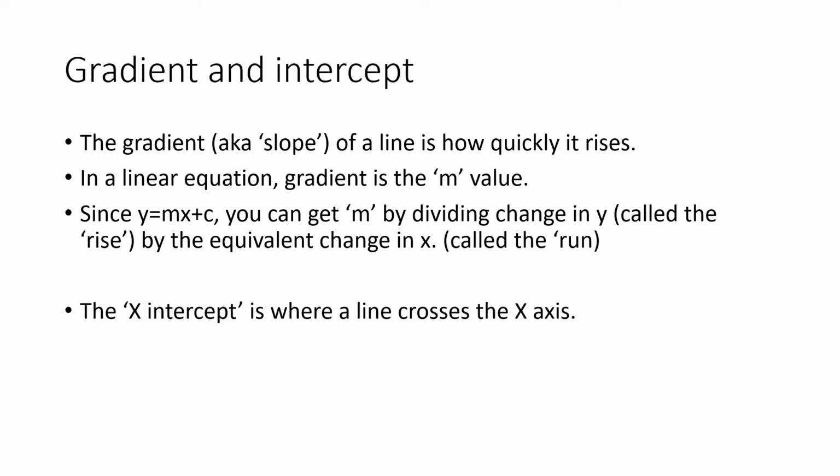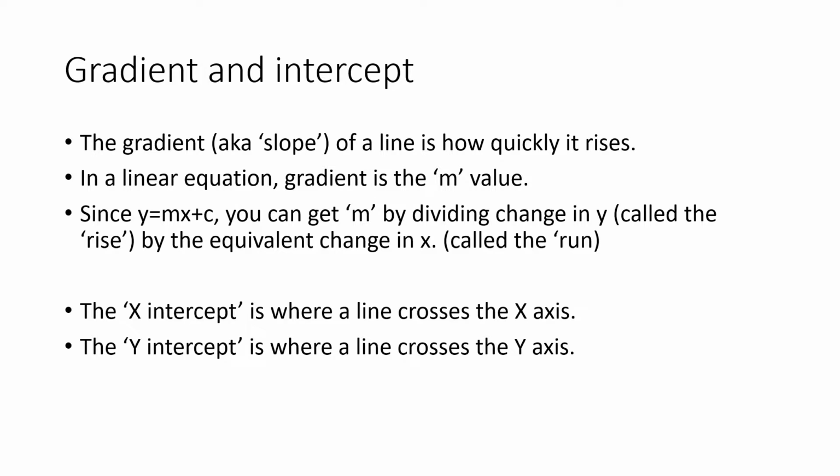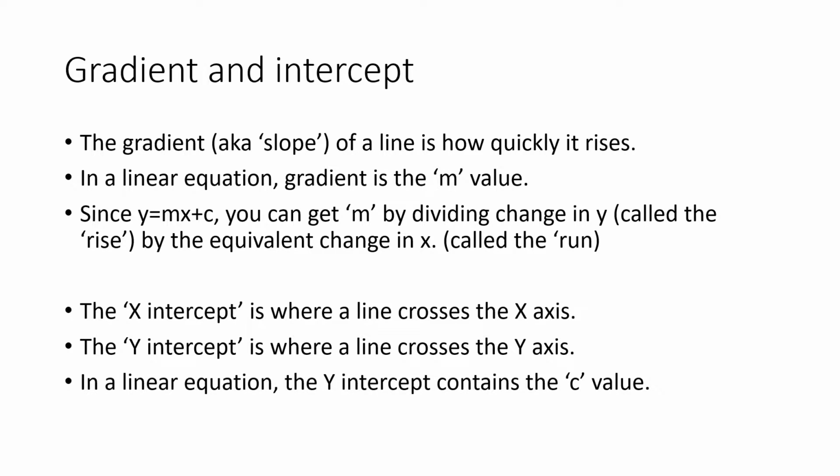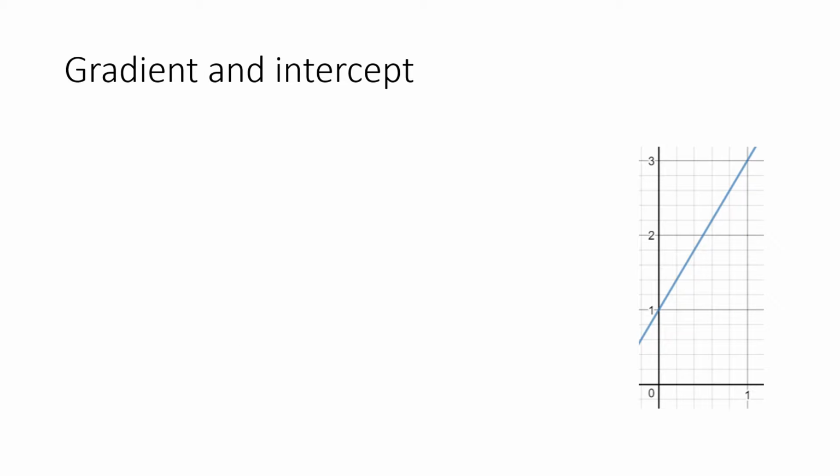The x-intercept is where a line crosses the x-axis, and the y-intercept is where the line crosses the y-axis. And if you've got a linear equation, c happens to be the y-intercept. It's just that simple. Here's an example.